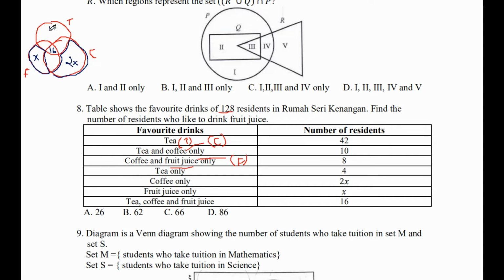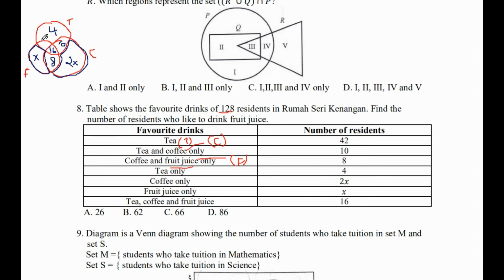Tea only, 4. Coffee and fruit juice only, this part, we have 8 residents. Coffee and fruit juice only. So we have 8 residents here. Tea and coffee only, 10. Tea and coffee, 10. Tea, 42. So T here means this whole circle for T.